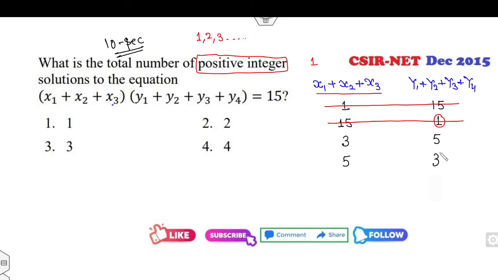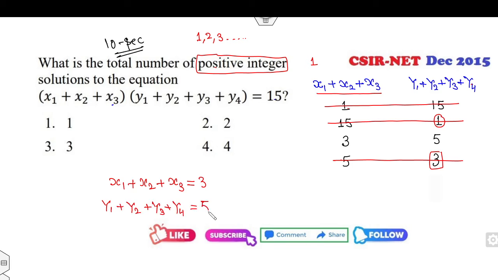Fine. Similarly, you can see about the 3. The sum will be 3, and 4 elements are there. It is not possible. 5, that's possible. 3 is possible. So the only choice will be that the sum x1 plus x2 plus x3 will be 3 and y1 plus y2 plus y3 plus y4 will be 5.